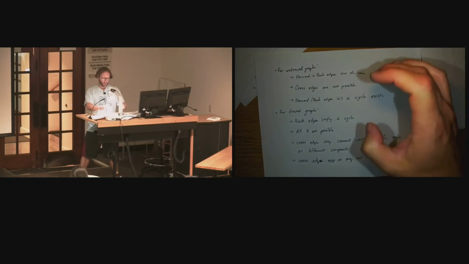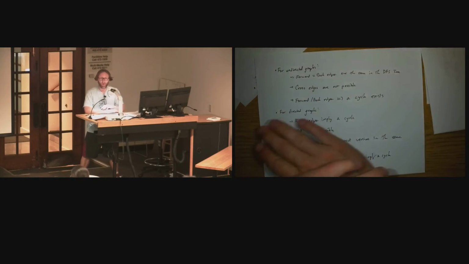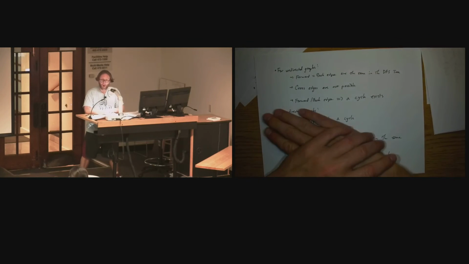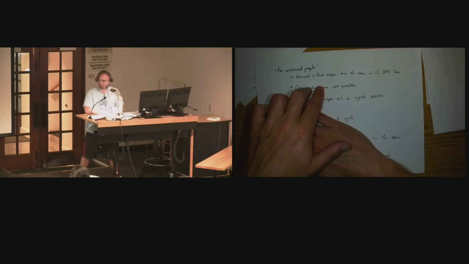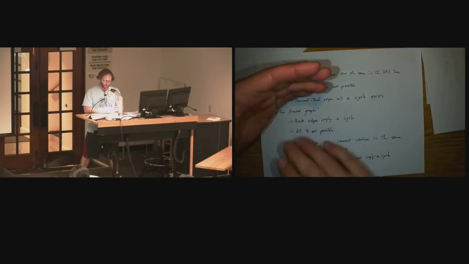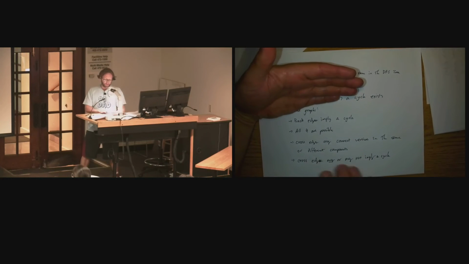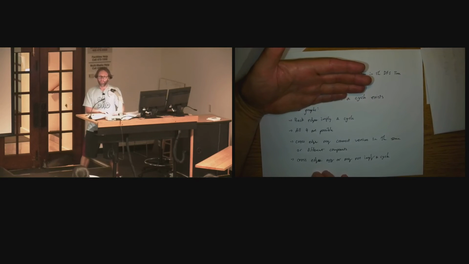Right? Directed graphs, one way of looking at it is that they've got a lot more structure, because you have a lot less options coming out of this algorithm. There are no cross edges. Forward edges and back edges are the same thing. You only need to have one way of detecting a cycle. Down here, there are lots more possibilities. All four are possible. Cross edges may or may not go between components. Cross edges may or may not imply a cycle. There's a lot less structure here.